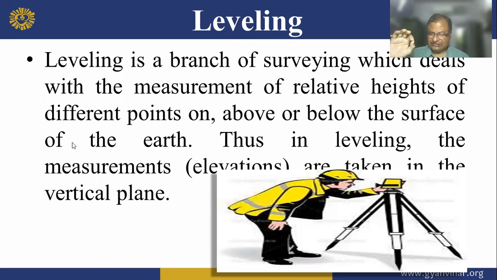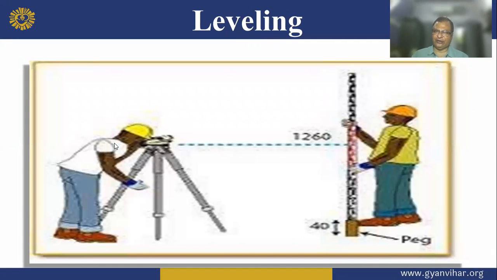My dear boy, thus in leveling, the measurement elevations are taken in the vertical plane. And how will we do? So you can see in this picture, a surveyor is doing the leveling and the staff man is standing with the staff. He has kept the staff 40 centimeter up. So why 40 centimeter? That is the general height, this will be counted at the level. This will be counted 40 centimeter.